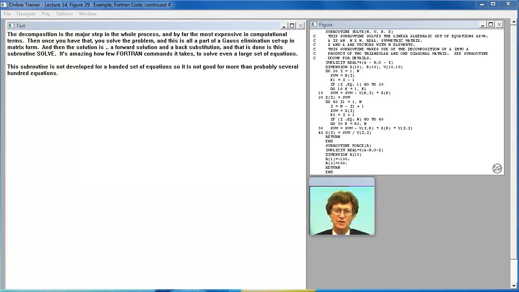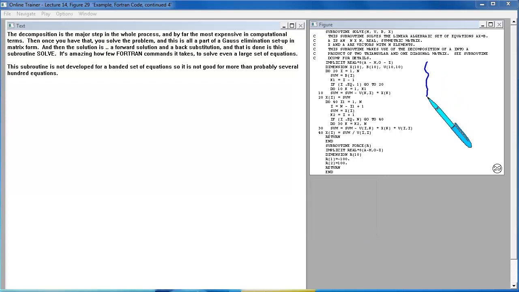The decomposition is a major step in this whole process and by far the most expensive in computational terms. Then once you have that, you solve the problem, and this is all a part of a Gauss elimination set up in matrix form. The solution then is a forward solution and a back substitution, and that's done in this subroutine solve.